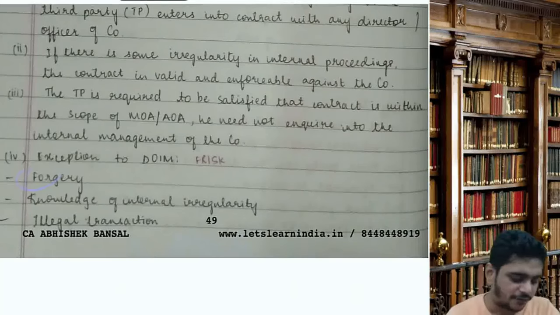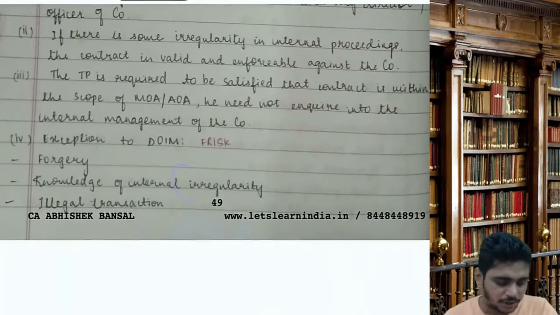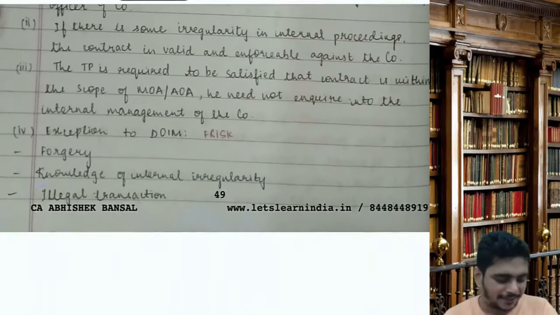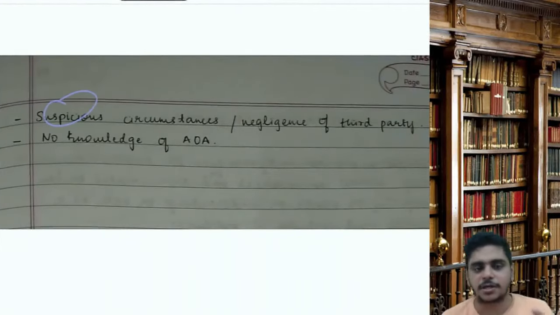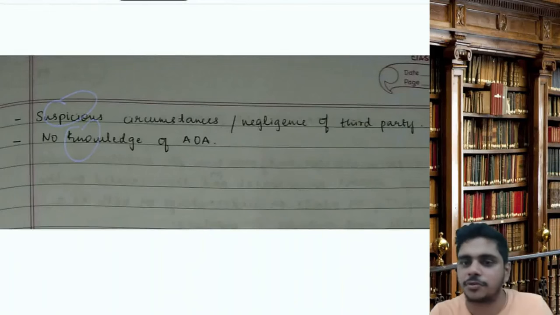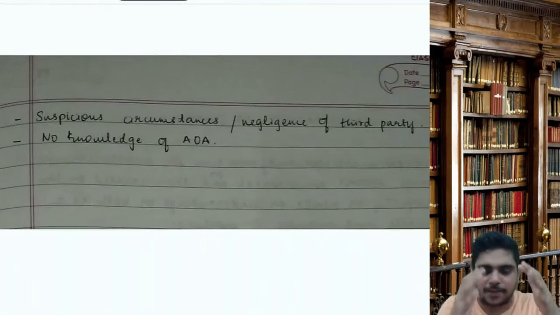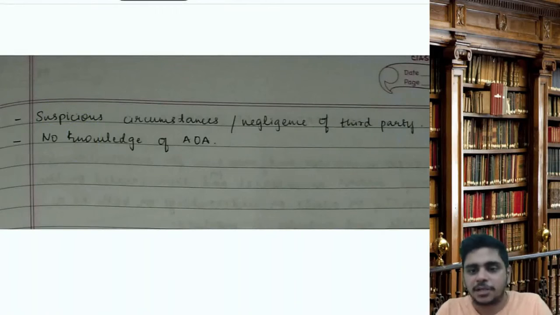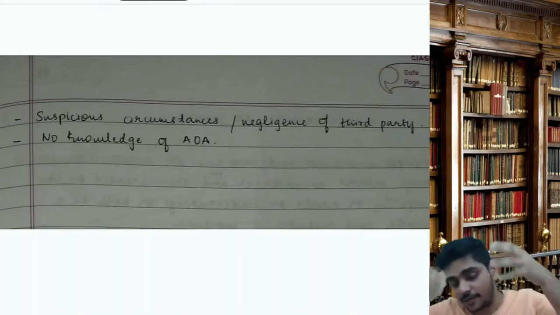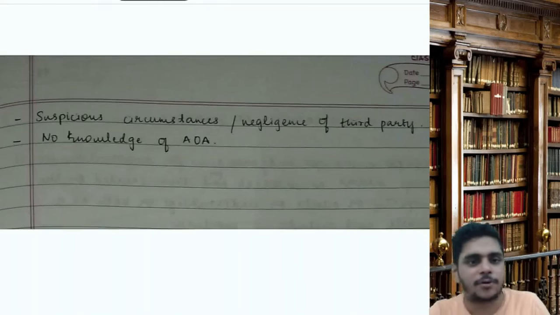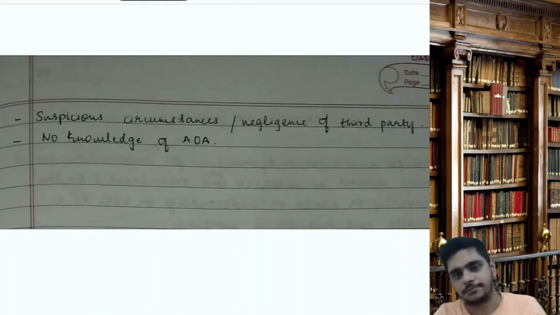The code is FRISK. F, forgery. R, knowledge of internal irregularity. I, illegal transaction. S, suspicious transactions or suspicious circumstances. K, no knowledge of the AOA. In FRISK, there is no protection to the third party. If the third party has knowledge of the internal irregularity and still gets into the contract, you are liable. If you have not read the MOA and AOA, this doctrine will not protect you, because the basic rule of this doctrine is that you should read the MOA and AOA.